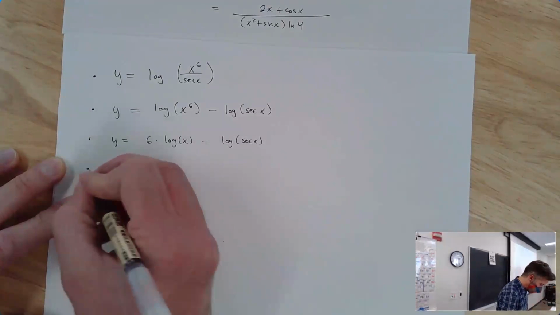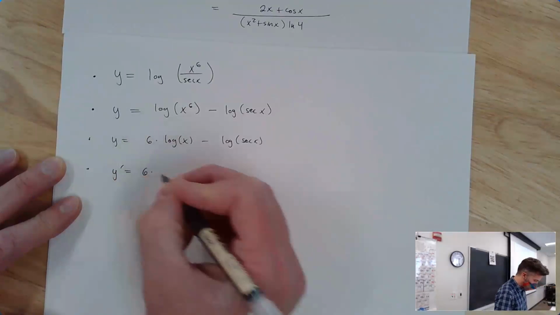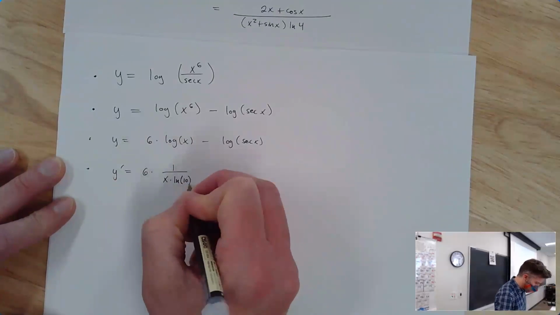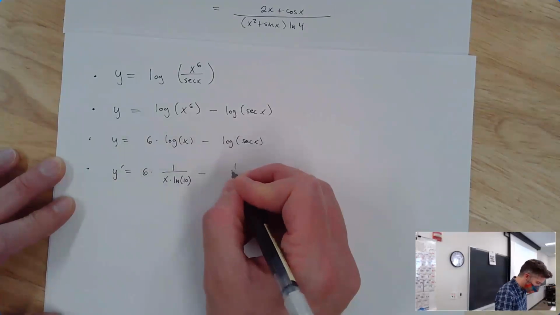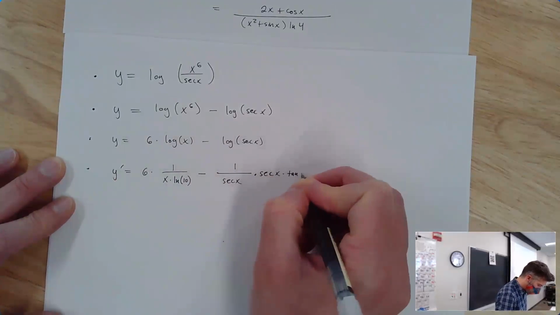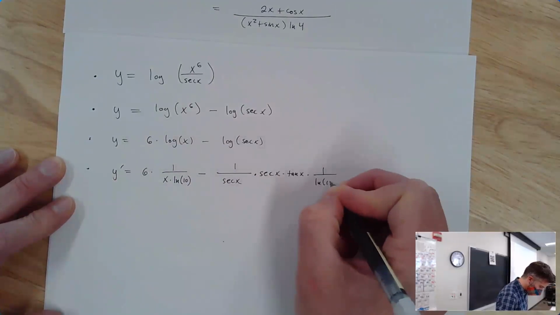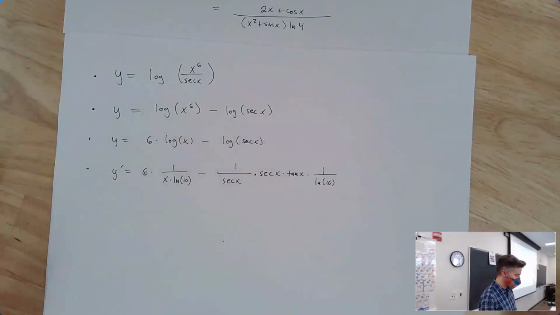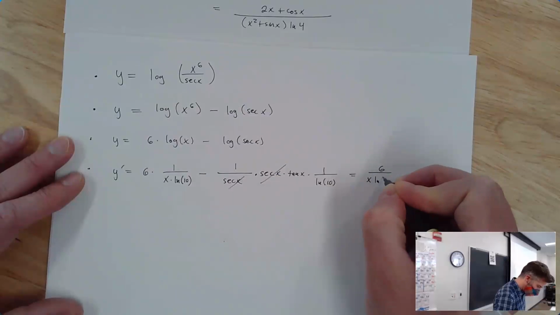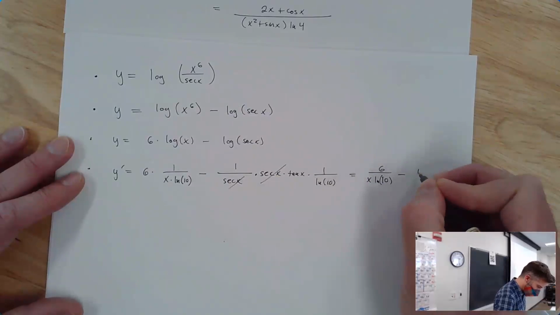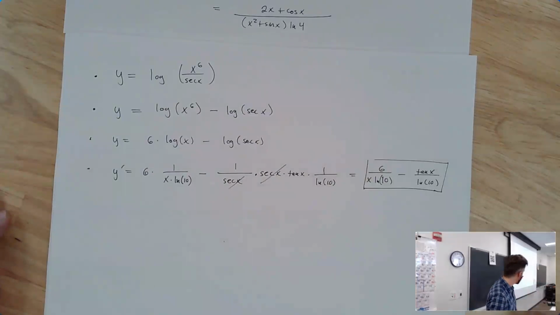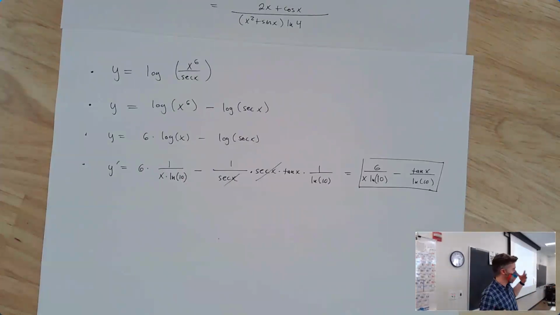So then y prime is going to be 6 times the derivative of log of x, which is 1 over x times the natural log of the base. And the derivative of log of stuff is 1 over the stuff times the derivative of the stuff, divided by the natural log of 10, or times 1 over the natural log of 10. And yeah, we could totally simplify that. This is going to equal 6 over x natural log of 10 minus tangent x over natural log of 10. Leave it like that. There's no reason to try and put this together as one fraction.